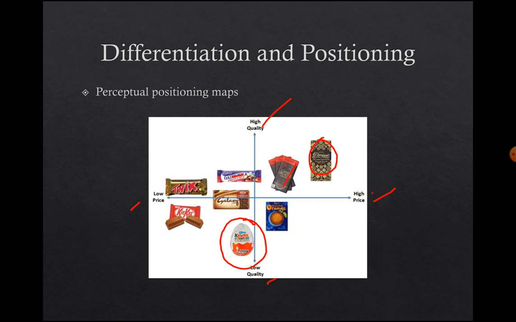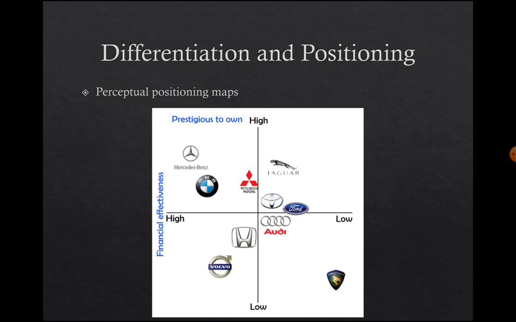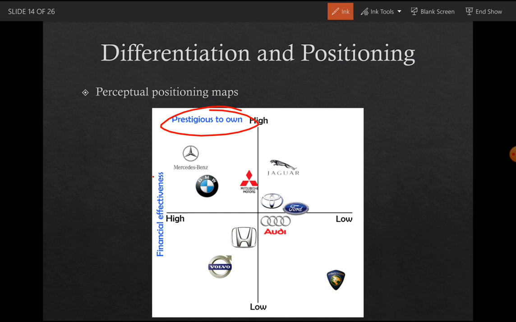So this is basically an analysis of the perceptual mapping of the customers. Similarly, if we go over here, we can see that there are different car brands, right? These brands are perceptually mapped against prestige to own and financial effectiveness, which is over here and over here, from high to low and high to low, right? If we assess this, Mercedes is absolutely highly prestigious, and financially it is also high, towards the higher end than the BMW and Mitsubishi, right? Mitsubishi is a little lower as far as financial effectiveness is concerned, but equally prestigious, right?